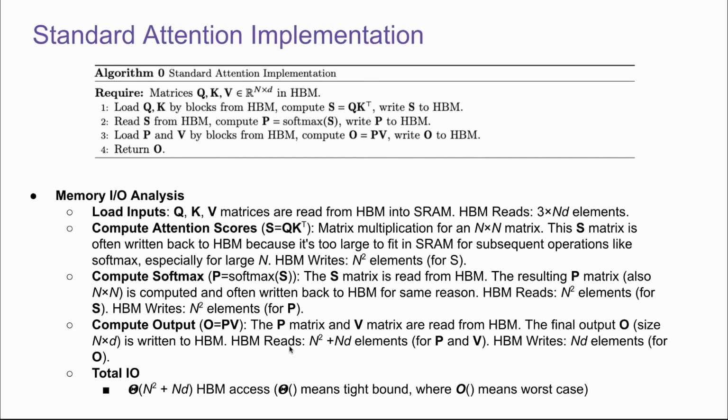So the read complexity is n squared plus n multiplied by d. The HBM writes are n multiplied by d for writing O. In total, the I/O complexity is big theta of n squared plus nd HBM accesses. By the way, big theta means tight bound, whereas big O means worst case. So the total I/O is basically big theta of n squared, since n is usually a lot larger than d.